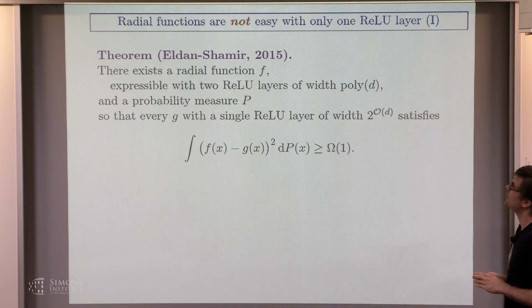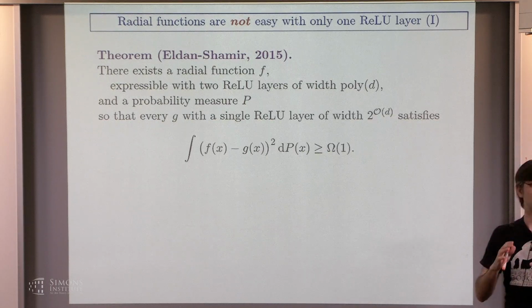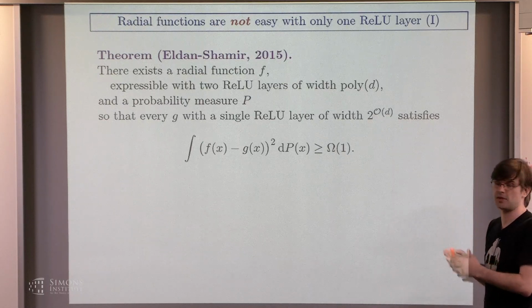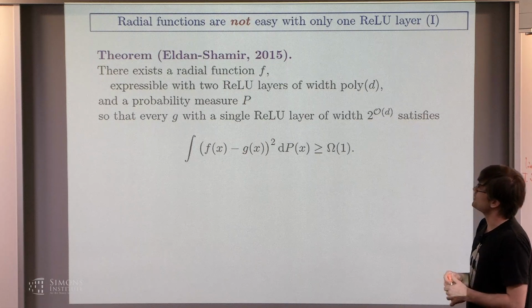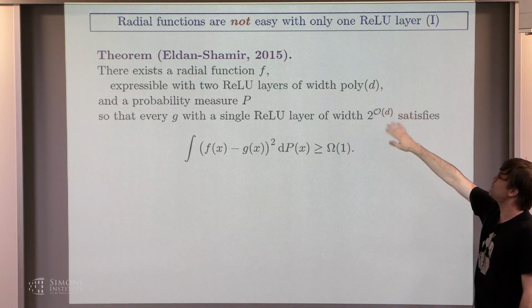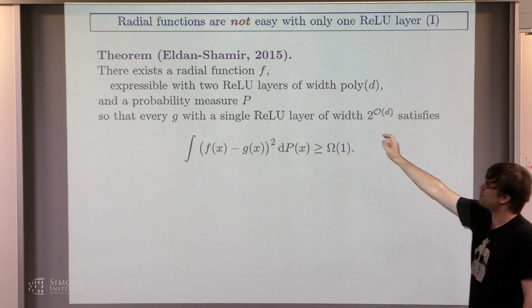So this is by Ronen Eldan and Ohad Shamir. This result says that there exists a radial function f, a very complicated, randomly constructed radial function. So this is not an easy result to prove, or even to imagine. There exists a radial function f which, if we have 2 ReLU layers, we can do just fine. We can get it really close with polynomial complexity. So there exists this function and a probability measure.